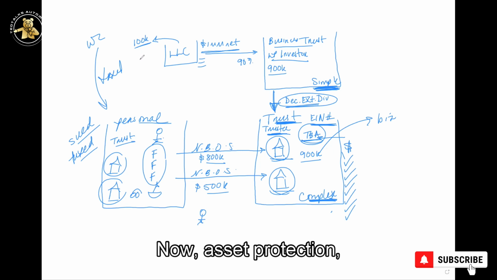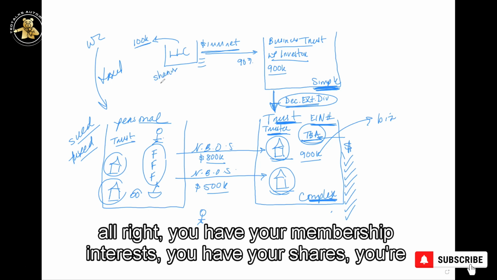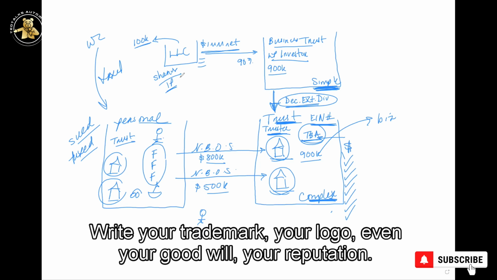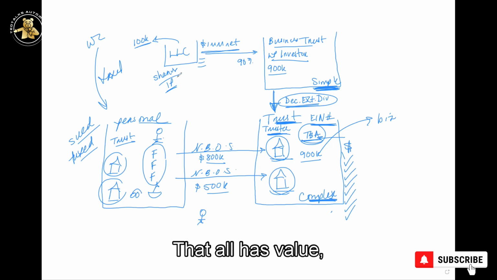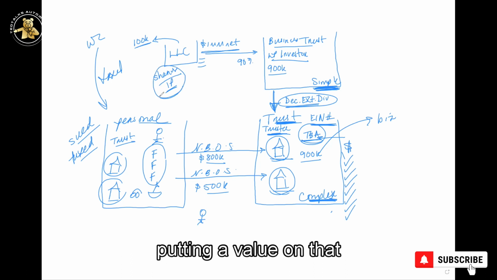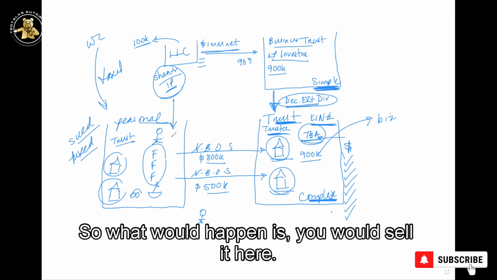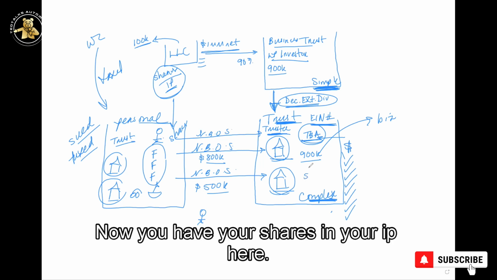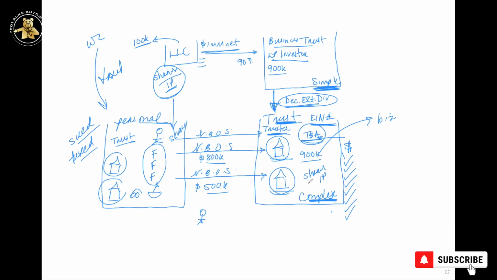Now, asset protection. If you have this LLC, right, you have your membership interests, you have your shares, you have your intellectual property, tangible and intangible, right? Your trademark, your logo, even your goodwill, your reputation, that all has value, right? Putting a value on that, being able to sell, right? So what would happen is you would sell it here, bill of sale here. Now you have your shares and your IP here.